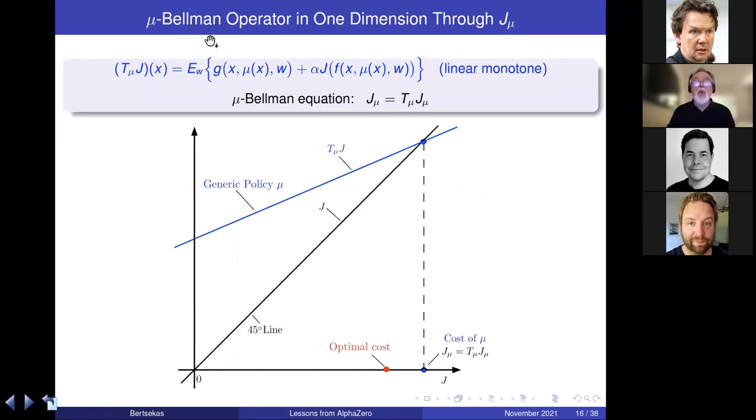Okay, so let's visualize the mu Bellman operator. It's given by this equation. The mu Bellman equation is this, J mu is a fixed point of T mu. And the operator has a linear graph. It's this blue line that you see here that defines T mu sub J as a function of J. And to find the cost of mu, J mu, I have to find the point where this blue line meets the 45 degree line. And this is the fixed point of the operator T mu. The cost of mu satisfies the Bellman equation. Of course, this cost has to be somewhere further to the right of the optimal cost. And all of these costs are to the right. There are many of these mu operators, and they're defined in a similar way.